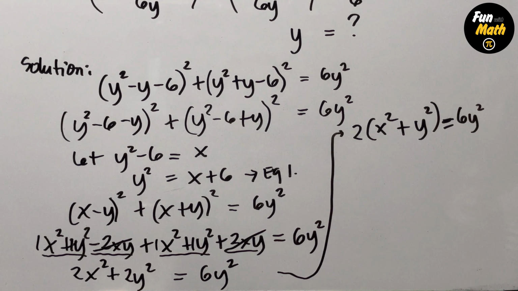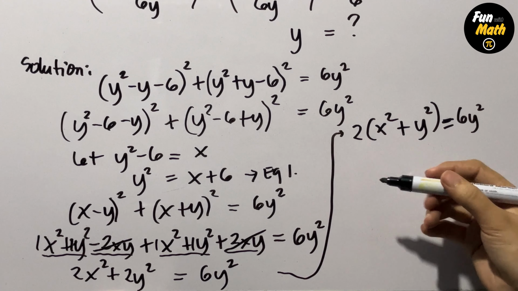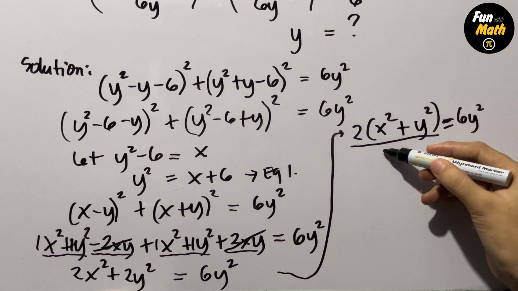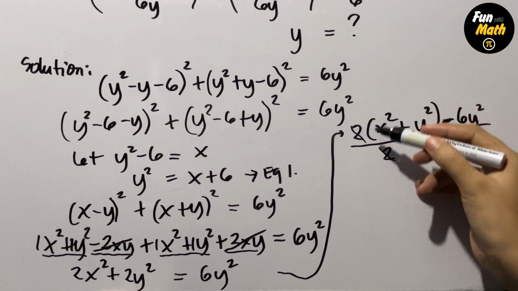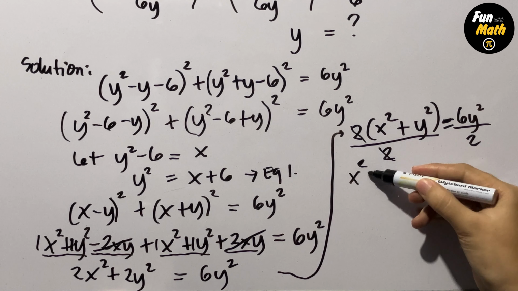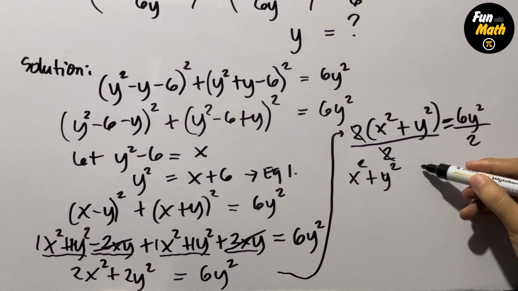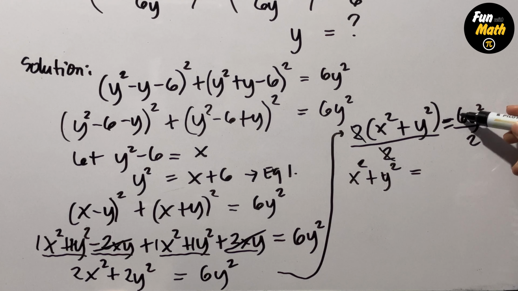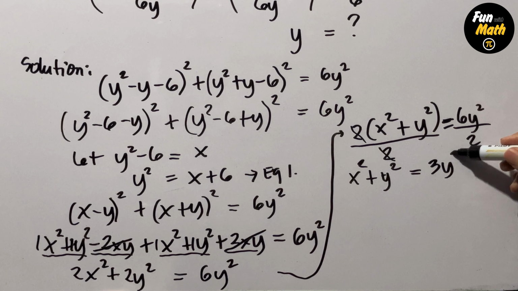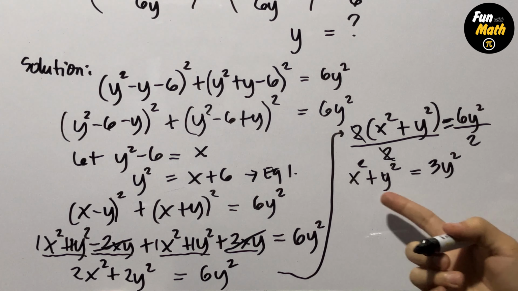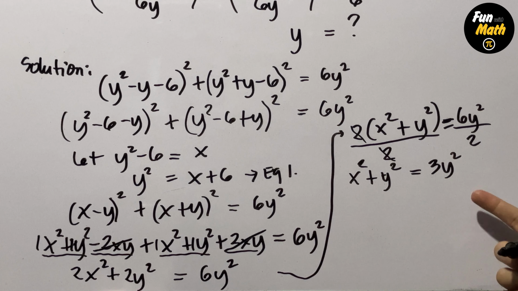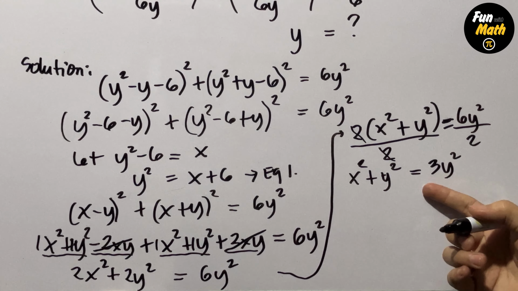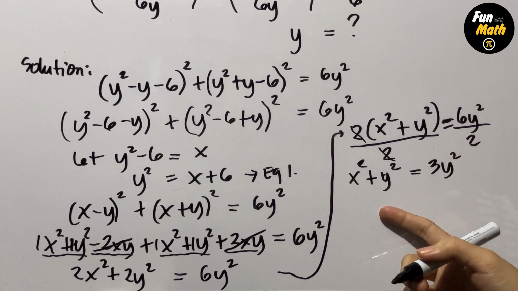Now next is, we're going to isolate this 2 by dividing both sides by 2. So this just cancels out. So in that way, x squared plus y squared is equal to 6 divided by 2, that is 3, and we've got only y squared. So we have now x squared plus y squared is equal to 3y squared. And we can add 3y squared to the other side.